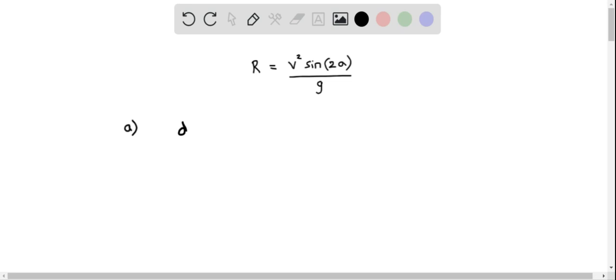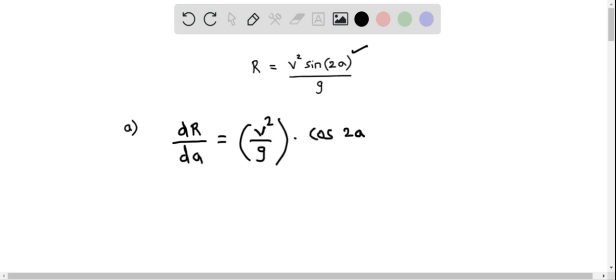So let's find this. We find the derivative of r with respect to a, which is written as dr over da. And this equals, I'm going to just write down the constant v squared by g. Since these two are constant, we just keep this without differentiating. And then we have to find the derivative of only the sine of 2a. The derivative of the sine function is a cosine function. So I write cosine of 2a.